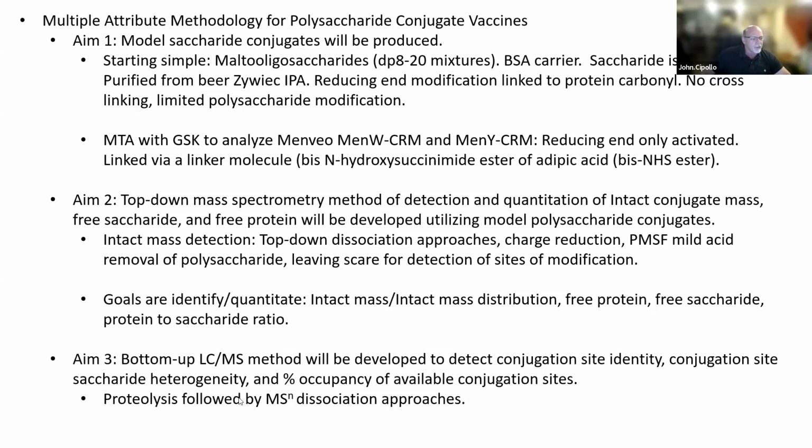And then phase 3, we'll do bottom up. So basically very similar to other proteomics approaches, we will digest these and then identify the site of identity, the site of conjugation, the saccharide heterogeneity, and the percent occupancy. And for instance, in the intermediate stage, what sites in that protein, the target sites, are actually modified. So we can look at the step-by-step in the manufacturing process.